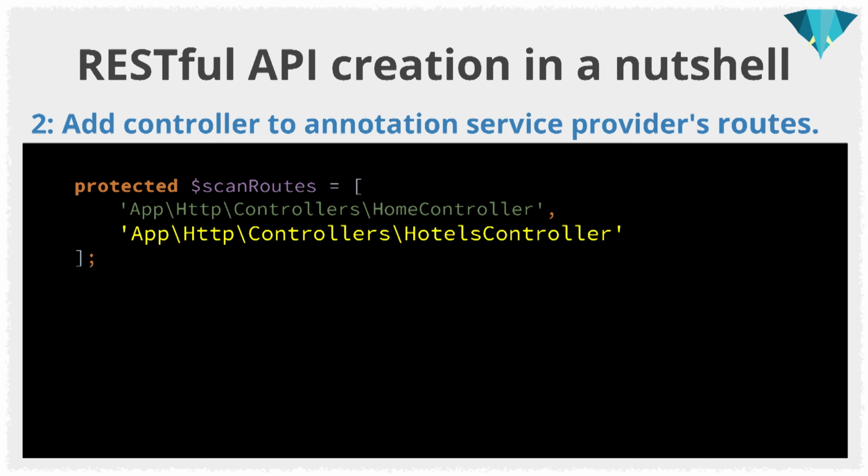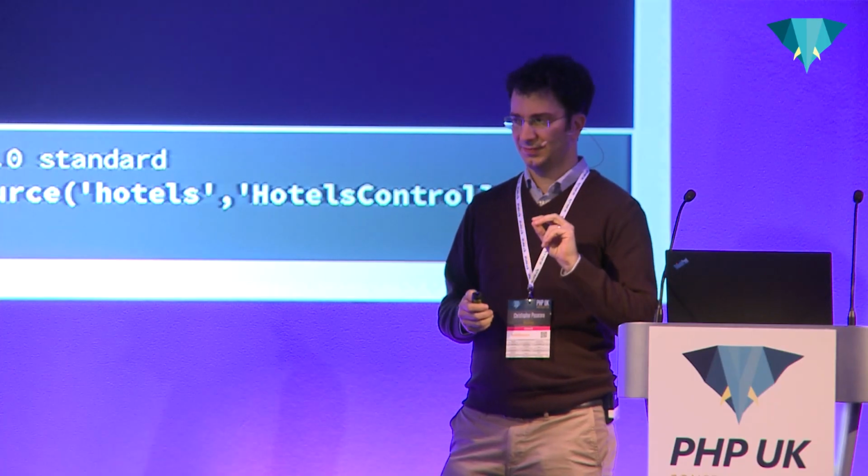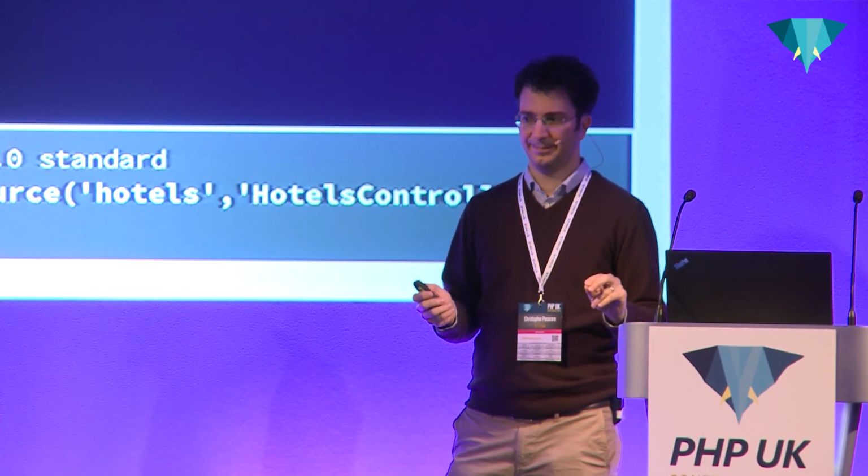Now, since we will be scanning this controller for annotations, we need to tell the annotations package to include this file in its list of files to check. So as you can see, there's a simple array called scan routes, and we'll just throw HotelsController in there. And I'm using yellow so that you can see what is important in each slide, because there's a lot of code. So, OK, now at this point, we have a very simple step.